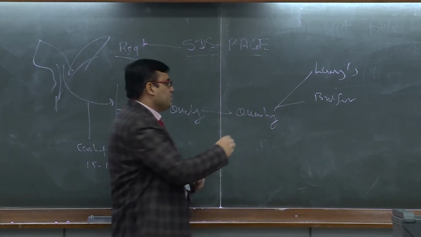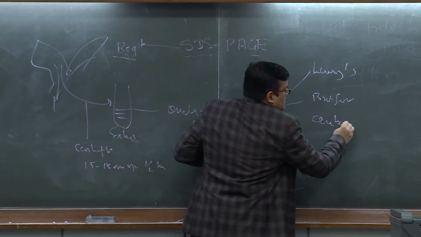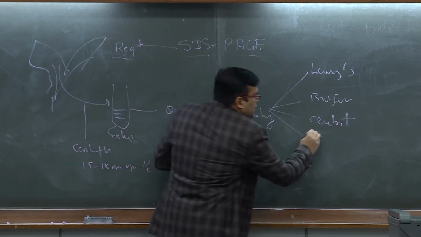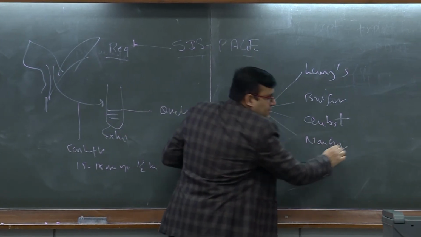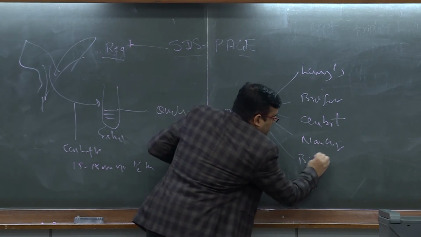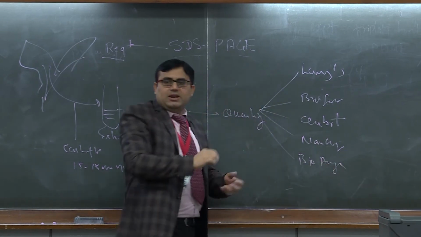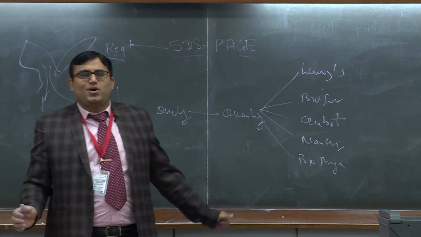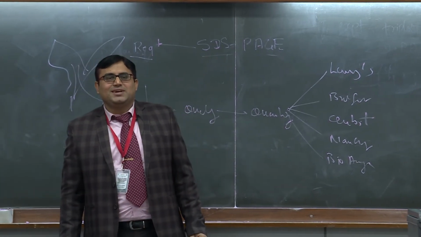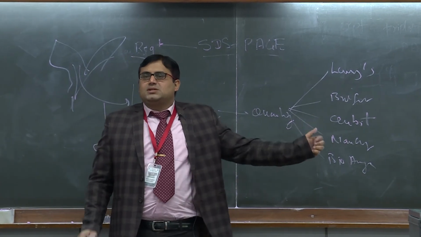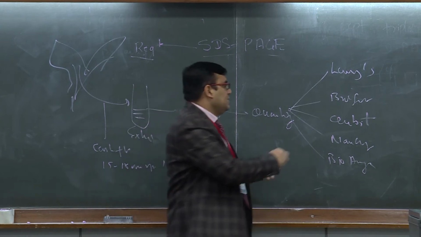If you don't want to use Bradford, then you can use Qubit. If you don't want to use Qubit, you can use NanoDrop. If you don't want to use NanoDrop, you can go for Bioanalyzer. No need to go further, because this is the costliest one you can use for the quantitation of the protein. Once you quantify this, now you are ready with your sample.